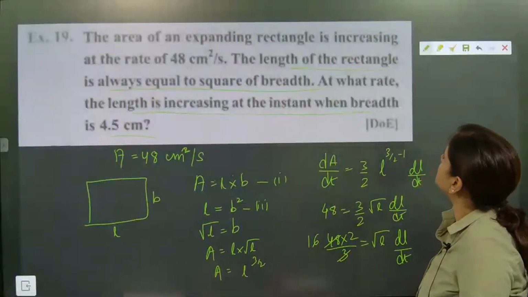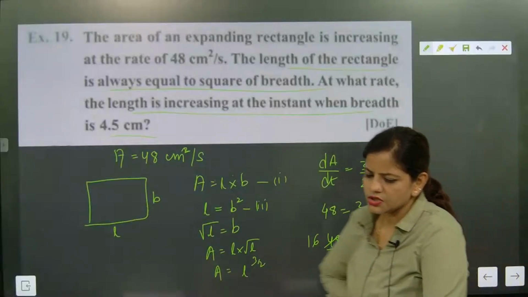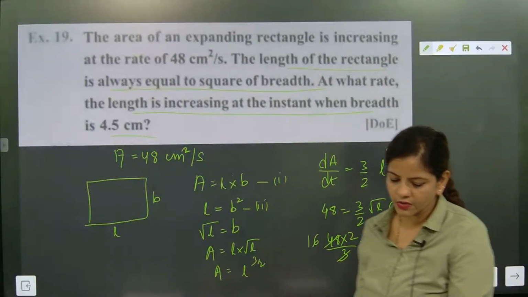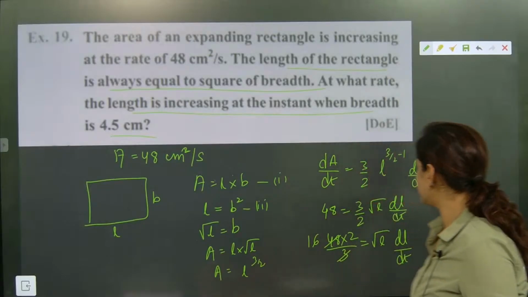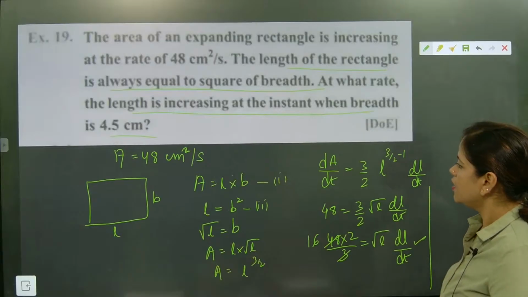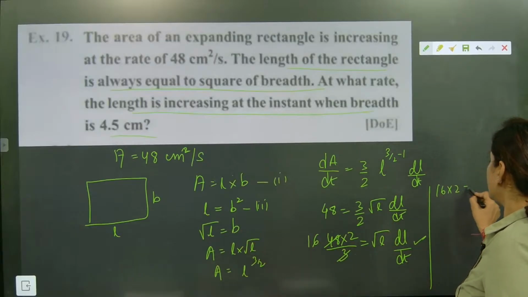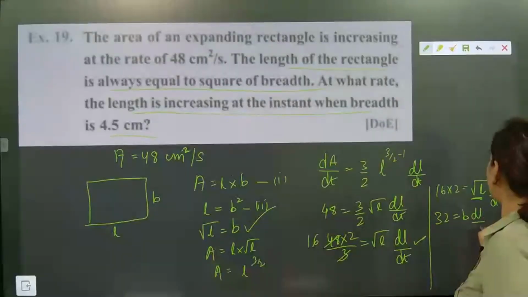They're telling at what rate the length is increasing at an instant when the breadth is this much. So we are going to first distribute this part and write it. At what rate means dl by dt is what they are asking. Root under L is B. So 16 into 2 is equal to root under L into dl by dt. Now beta, root under L is nothing but B. So 32 is equal to B into dl by dt.